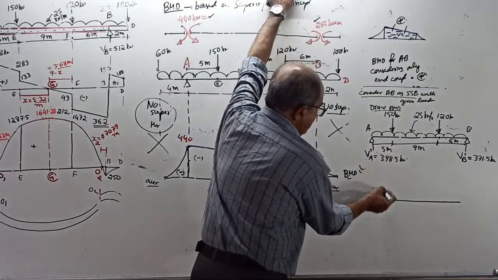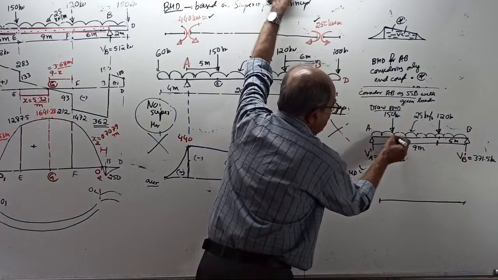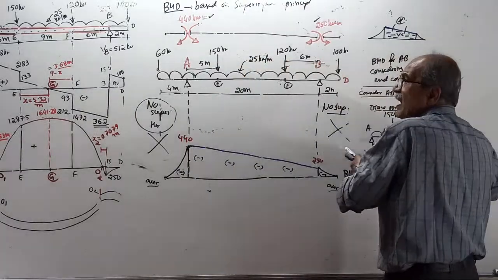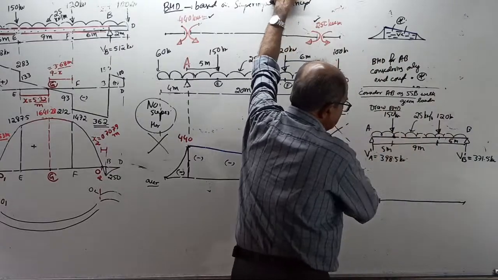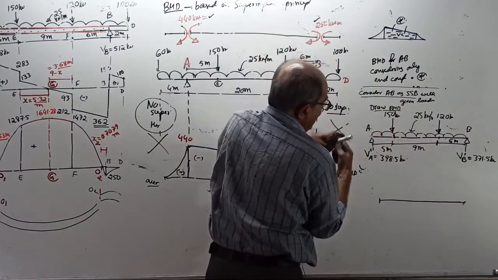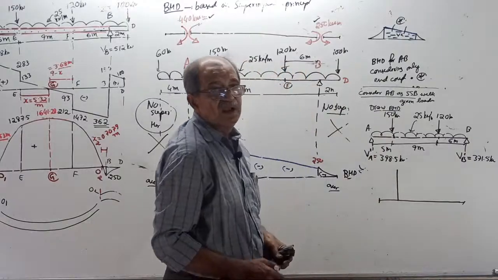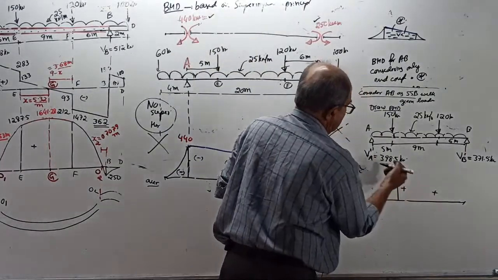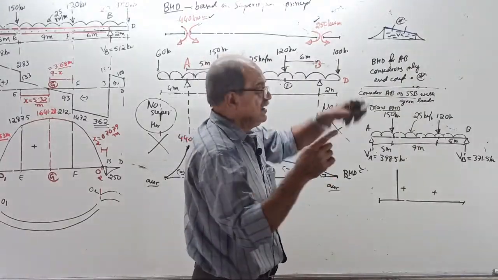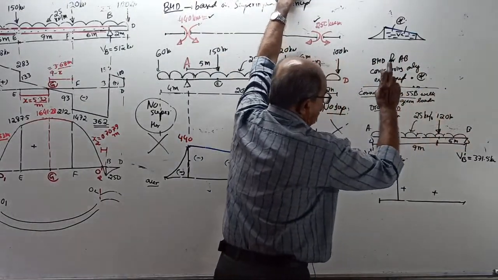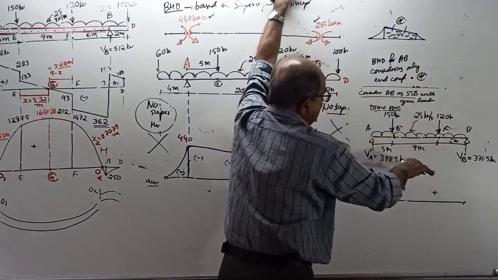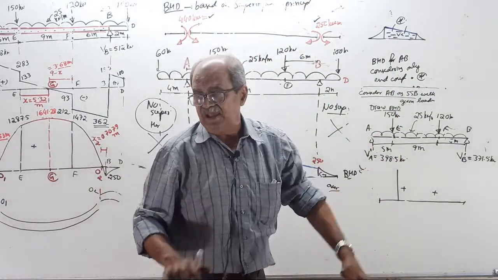Here BM is 0, here BM is 0. Tell what is the BM here? That is not this BM. Calculate the BM here, only for the simple support beam. Look this side. 398.5 into 5 minus 25 into 5 into 5 by 2. Get the ordinate here. It is positive. You should write it if you want: BM at A is 0, BM at B is 0, BM at E, and BM at F. Plus 398.5 into 5 minus 25 into 5 into 5 by 2. No couple, nothing.